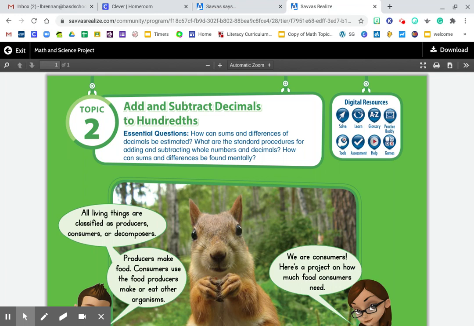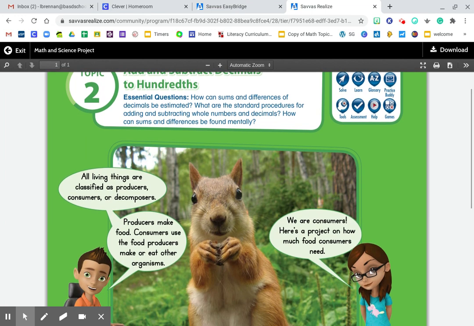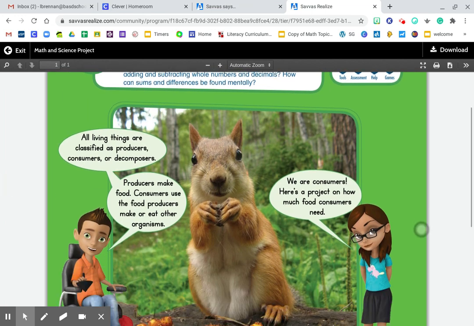All right, today we're going to start topic 2, adding and subtracting decimals to the hundredths. And the essential question for topic 2 is how can sums and differences of decimals be estimated? What are the standard procedures for adding and subtracting whole numbers and decimals? And how can sums and differences be found mentally? You have a lot of digital resources available to you.